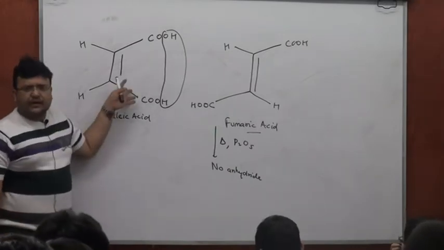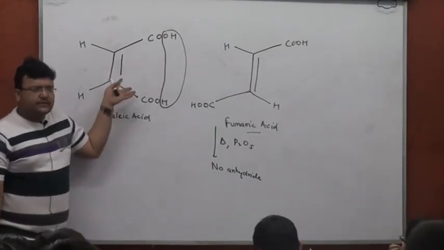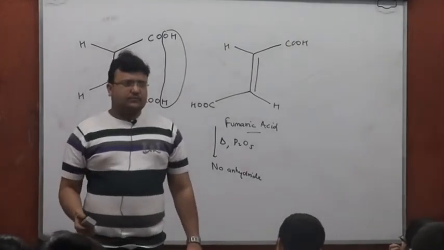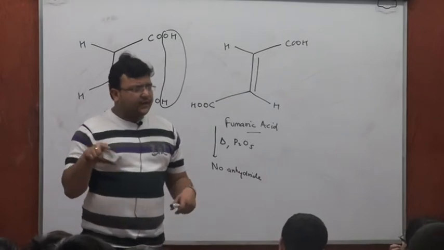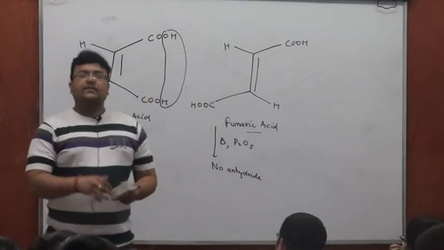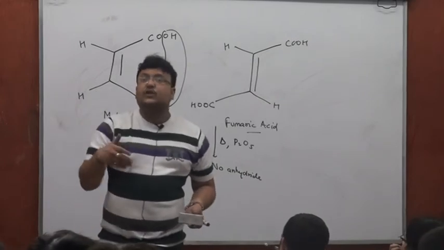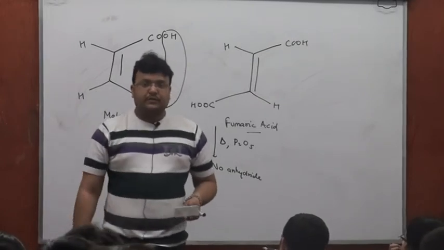They have carboxylic acid groups. They're named acids, so they can lose H+. Yes or no? The carboxylic groups are called acids, so they can lose H plus. And because they have two carboxyl groups, two replaceable hydrogen atoms, they can lose 2H plus.